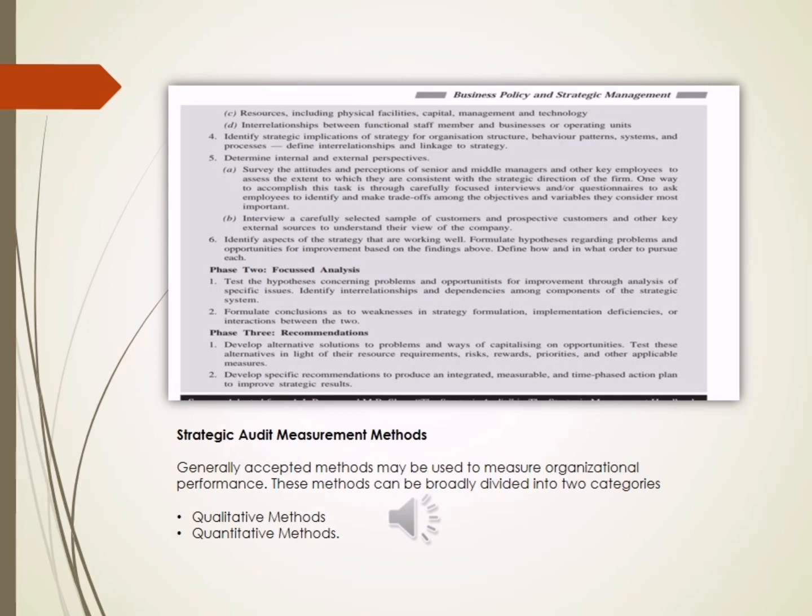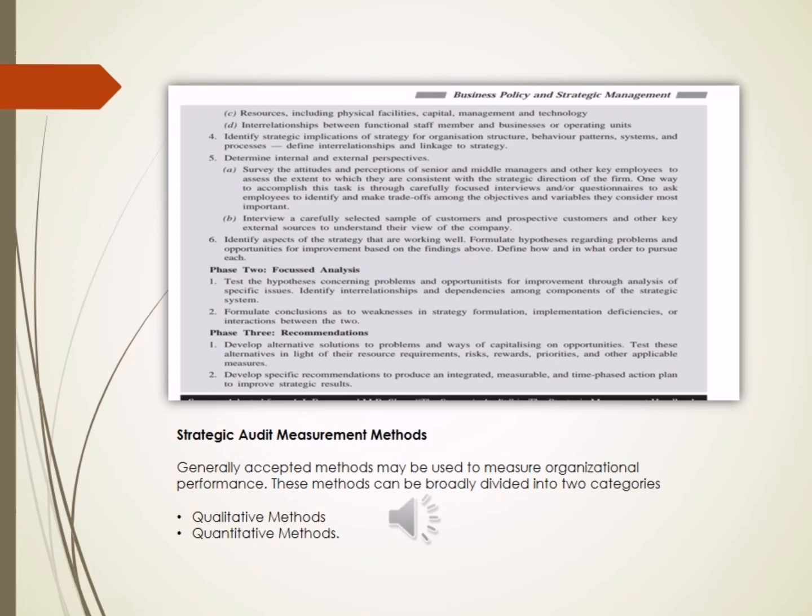We must also understand the resources, including physical facilities, capital, management, and technology. Then, the interrelationships between functional staff members and the business or operating units. Number 4 is to identify strategic implications of strategy for organization structure, behavior patterns, systems, and processes. Define interrelationship and linkage to strategy.